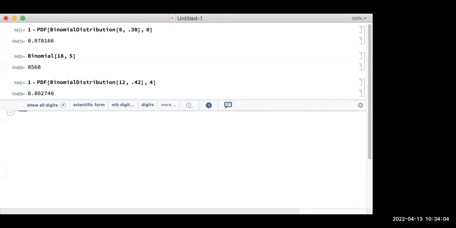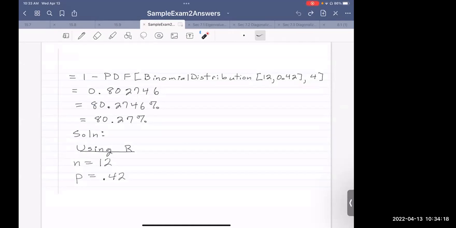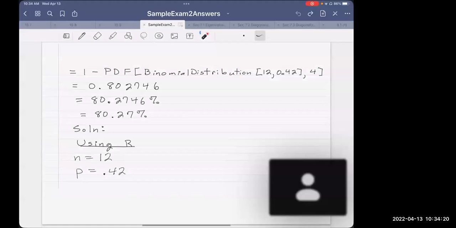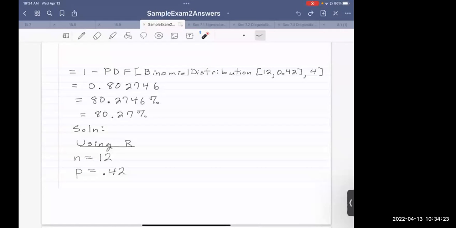And so 0.802746. Let me type that into my iPad. And so we have 0.802746. Let me move my decimal place 2 places to the right. So 80.2746%. Let me round to the nearest hundredth of a percent. So 80.27%. I could also use R.